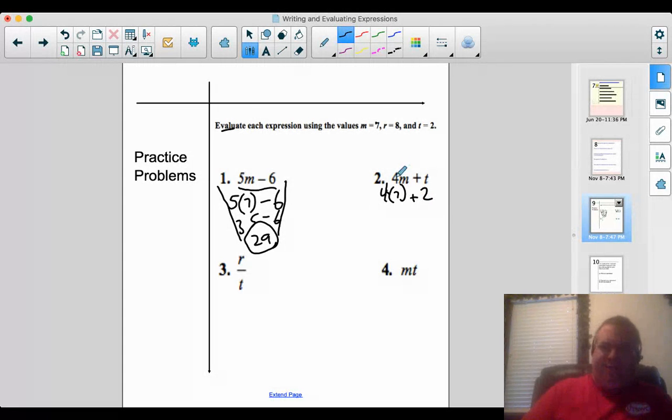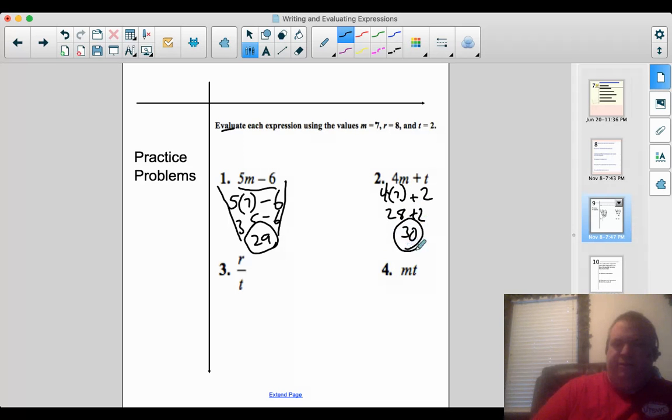Now, one mistake I'm going to see people do is when they replace this m with a 7, they're going to say, oh, well, that's 47 plus 2. Okay, well, it's not. We're not just replacing a digit of a number. Remember, 4m means 4 times m, right? And m is 7, so it's 4 times 7. Okay, so be careful of that. 4 times 7 is 28, plus 2 is 30.